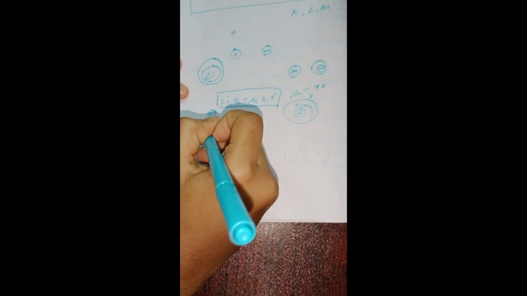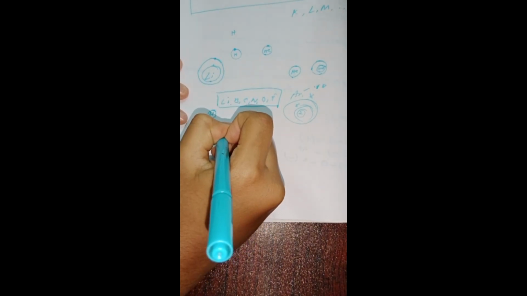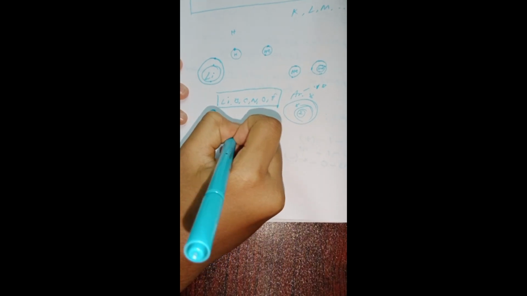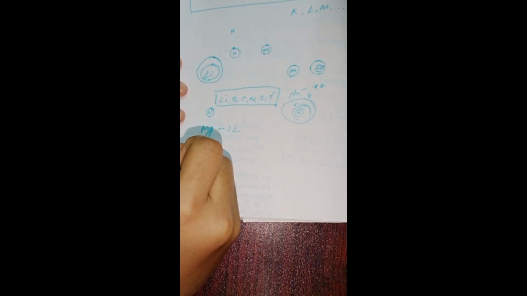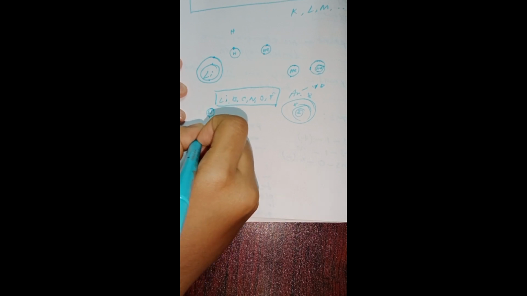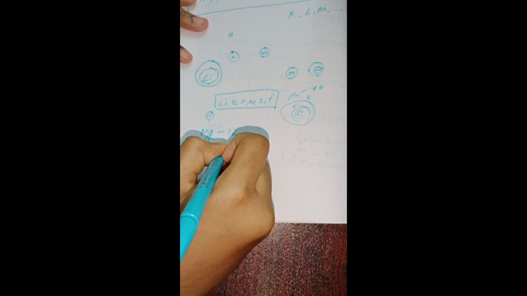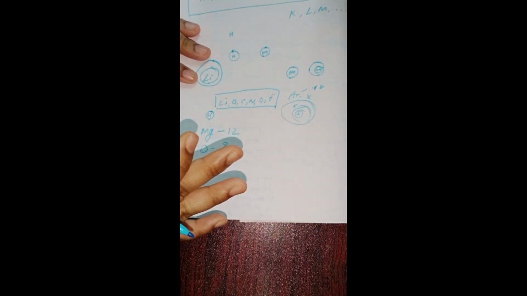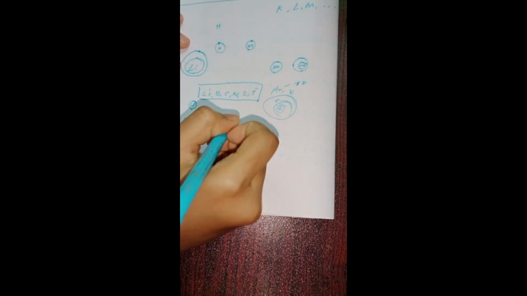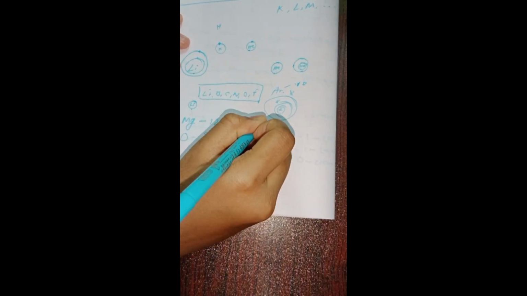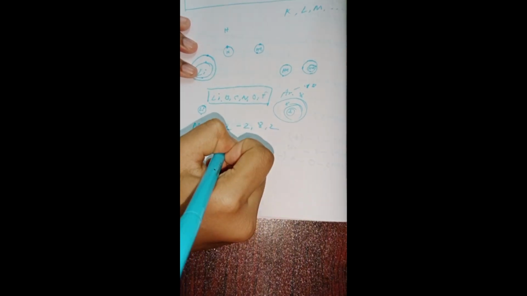For example, magnesium has how many? 12 electrons. And oxygen has only 8. So now if we break down the number of electrons without the diagram according to its shell, it comes as 2, 8, 2. We'll do the same with oxygen, which comes as 2, 6.